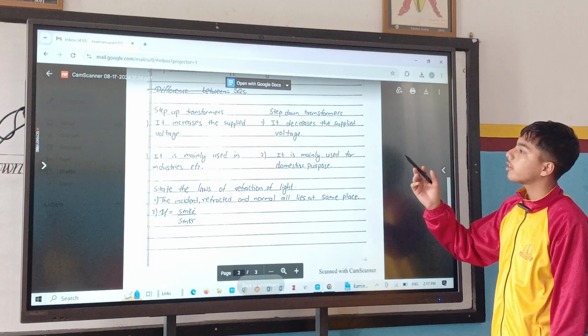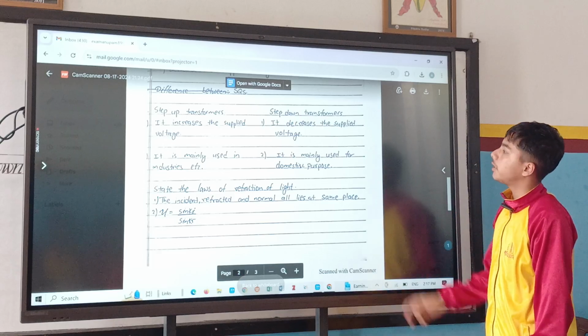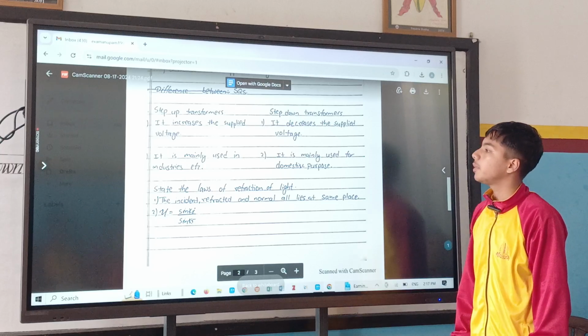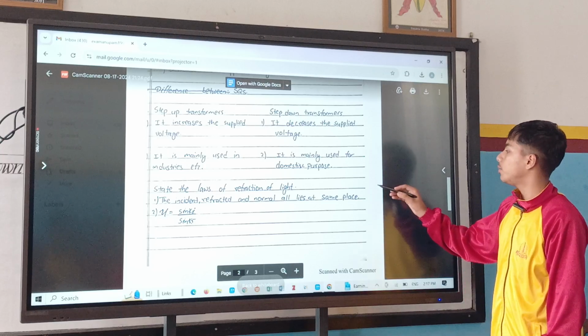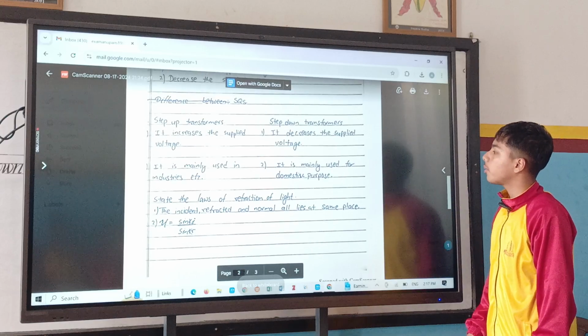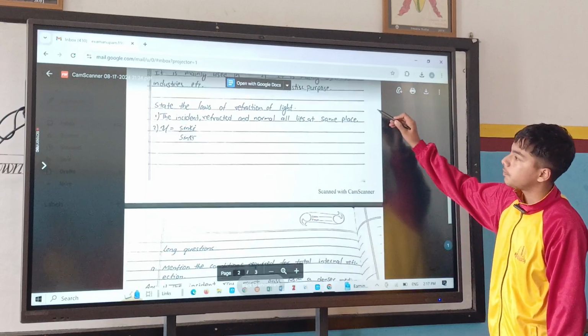It increases the supplied voltage; it decreases the supplied voltage. Step up transformer is mainly used in industries or on a big scale. Step down transformer is mainly used for domestic purposes.